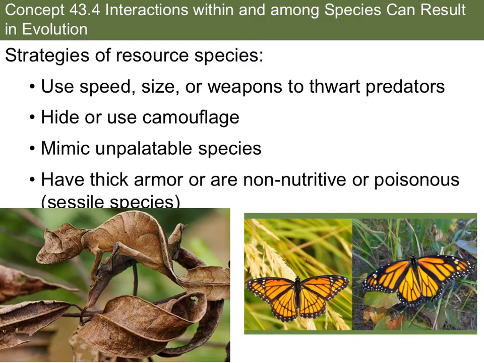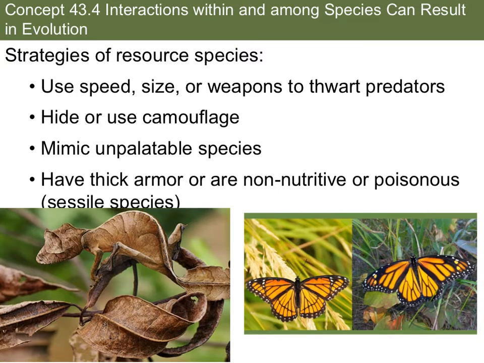They can also hide or use camouflage. That's that cryptic coloration, which you see right here with this chameleon species, which looks a lot like leaves. They can also use mimicry of unpalatable species. You can see here that these two types of butterflies are very, very similar. One of them is poisonous, one of them is not, and it's very hard to distinguish between the two.